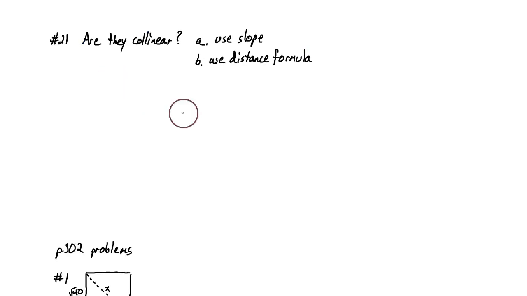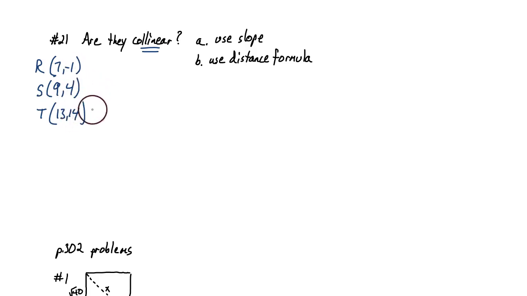Number 21. We are given ordered pairs in the book, and we're asked to show that they line up on a straight line, which is what collinear means. But we're asked to show this twice, one time using slope and one time using distances. So first of all, what are the ordered pairs for 21? We have point R at 7, -1. We have point S at 9, 4. And we have point T at 13, 14.